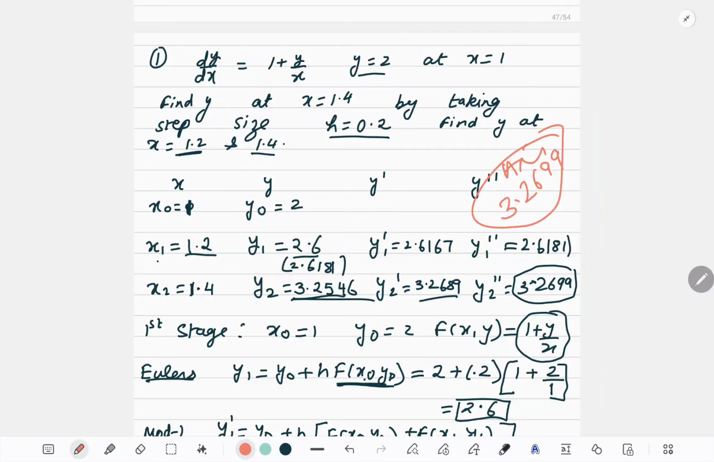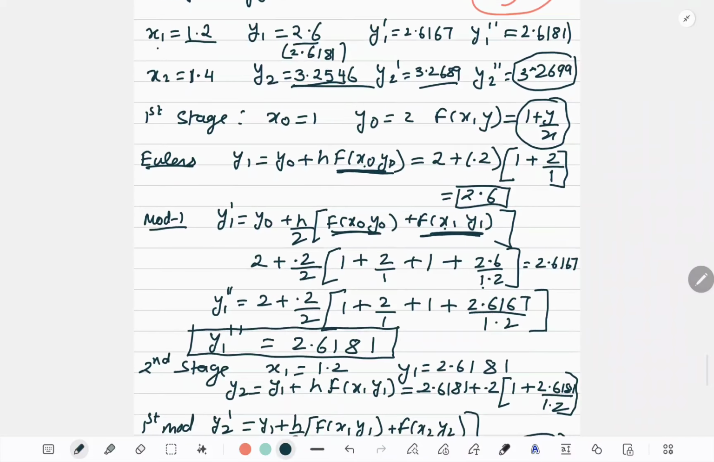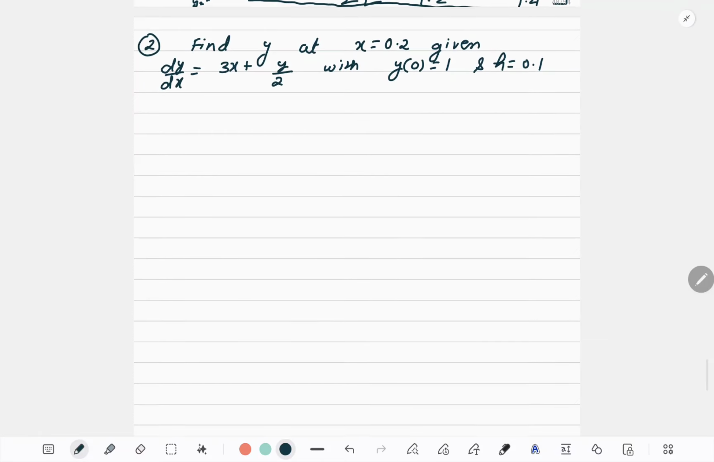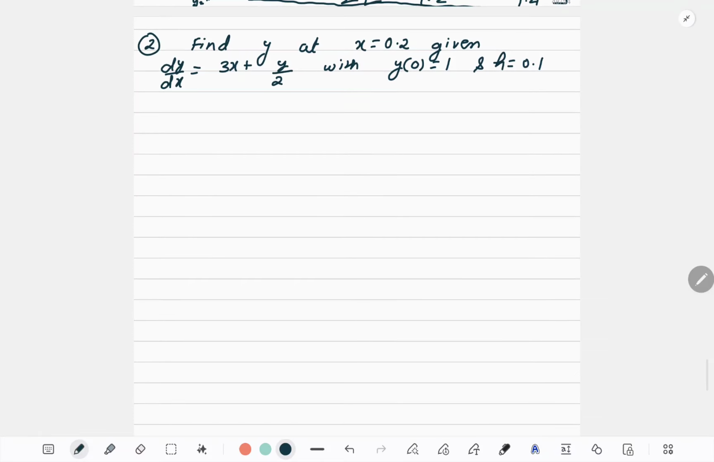So it is lengthy, but it is not difficult. If you observe, the steps are more, but I am repeating the same formula. Correct? So now let us try the next question, where I have to find out y when x is equal to 0.2 and the function given is 3x plus y by 2 and y0 is 1 and h is equal to 0.2. Right? So now observe first what is given.